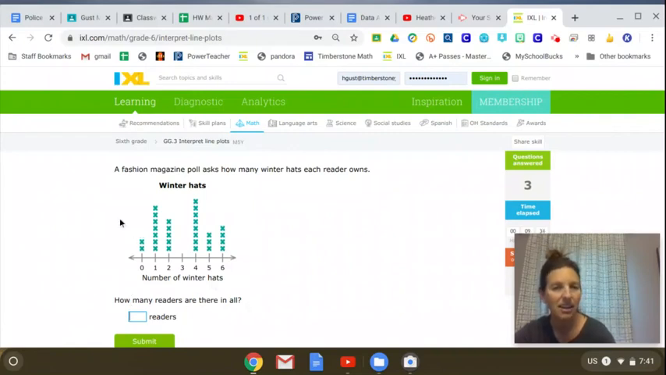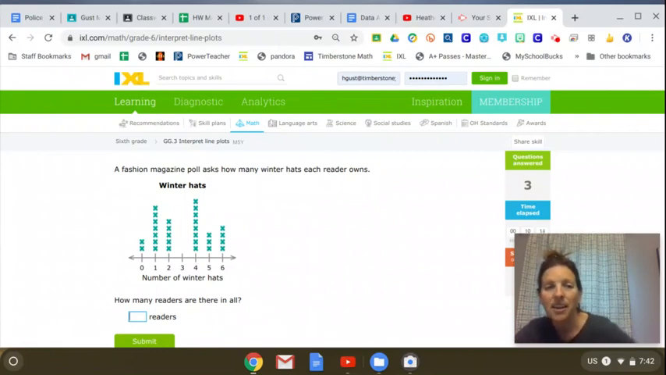Okay. Now, even though this says 0, we're still going to count these 2 pieces of data because what this is saying is they asked how many winter hats each reader owns. So if you are a reader and they came and asked you, so you like to read, and they came and said to you, hey, do you have a winter hat? And you said no. They're going to put that data here on your graph. Now, you still want to be counted in that data, right? They don't want to say, oh, well, they don't have a hat, so they don't count. That wouldn't be fair to you. So we're still going to count you in the data.